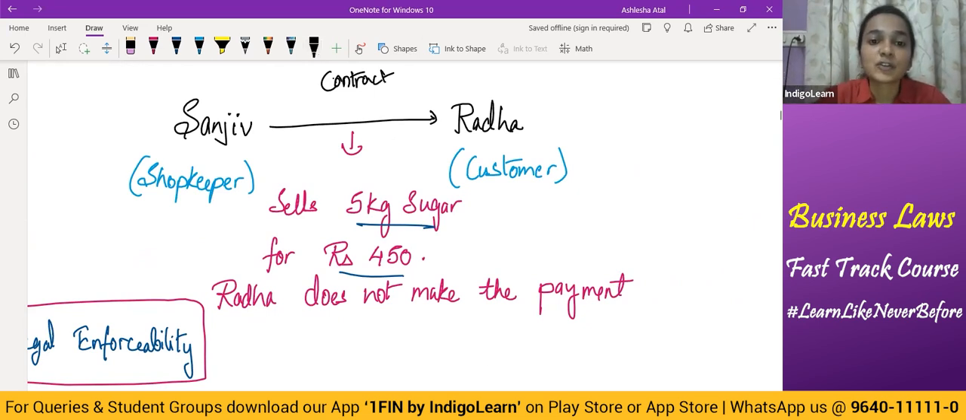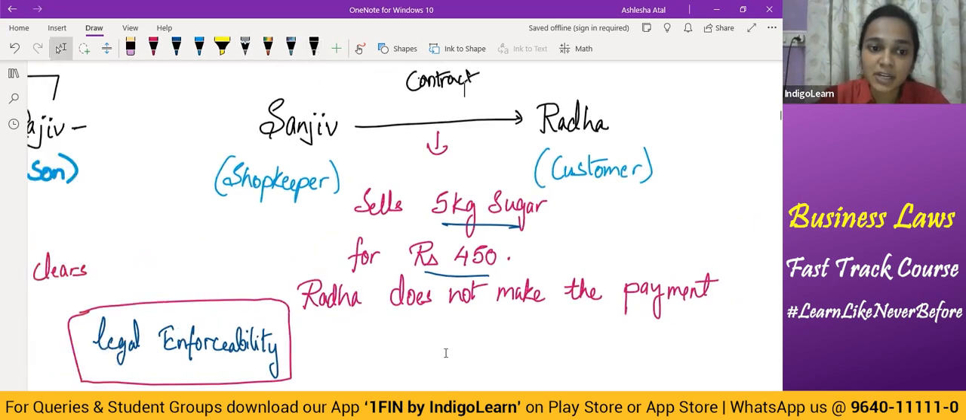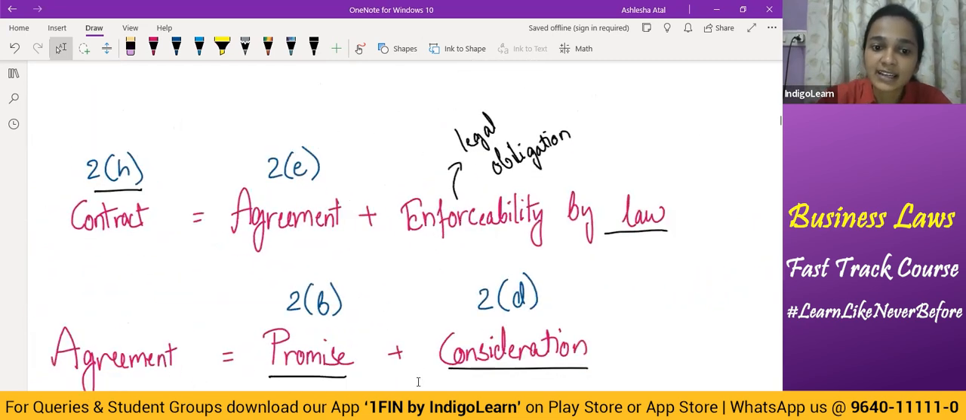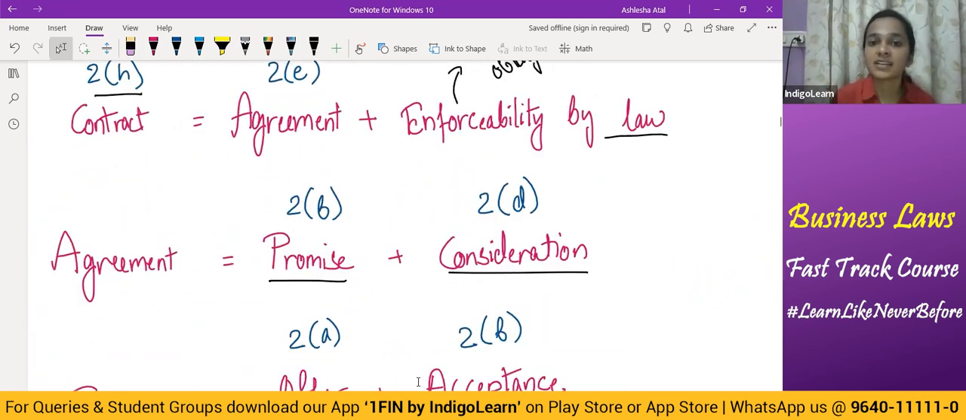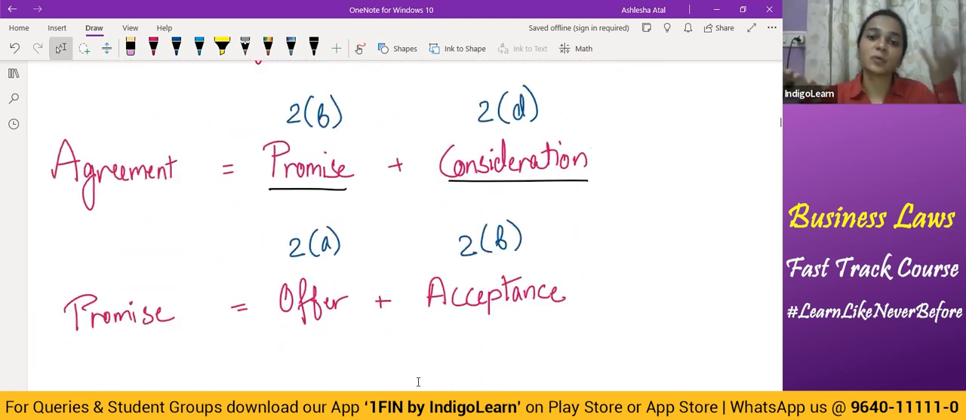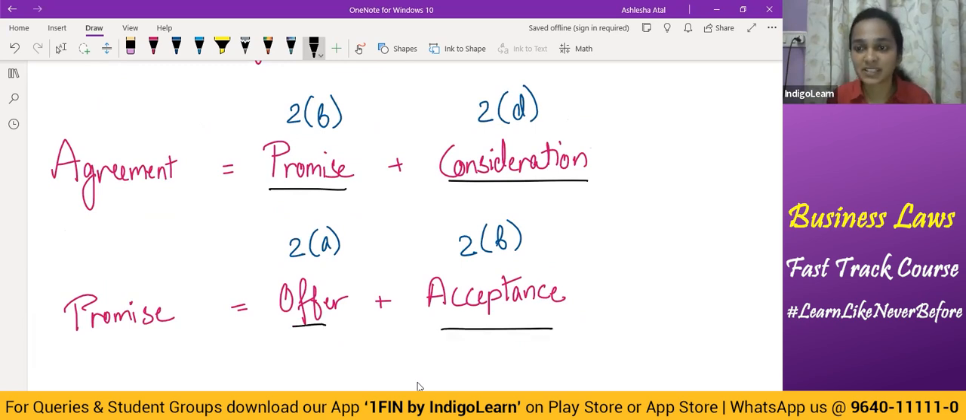Okay. So contract is nothing but an agreement which is enforceable by law, whereas the second equation tells us an agreement is nothing but promise plus consideration. So for a contract to come into existence, there has to be an agreement. Now, talking of what is a promise, promise is nothing but an offer which is accepted. An accepted proposal is a promise. So the equation of promise goes like this. It is nothing but offer plus acceptance.